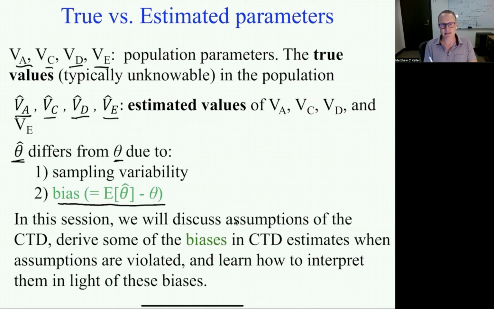We define bias as the expectation of the estimated value minus the parameter in the population. Of course, this is unknowable. So usually we'll have to derive bias either through simulation or algebraically, which is how we'll do it in this lecture. In this session, we will discuss assumptions of the classical twin design, derive some biases in the CTD estimates when assumptions are violated, and learn how to interpret those in light of those biases.